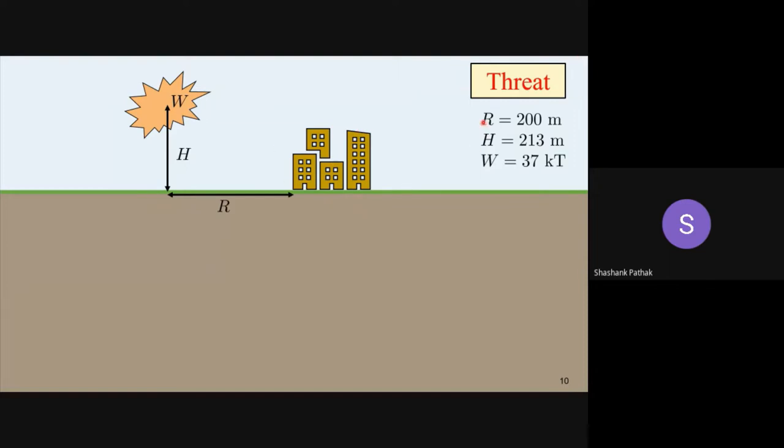So like that, we can design for different threat scenarios, and each threat scenario can be assigned a particular probability. So this is a basic example of how we define a design threat.